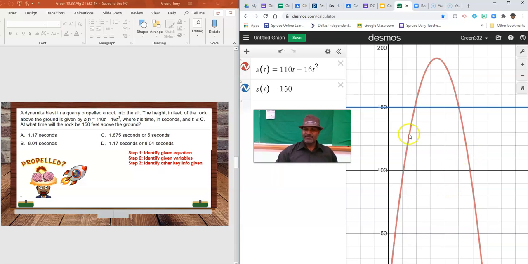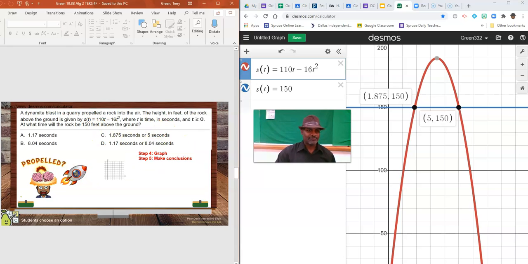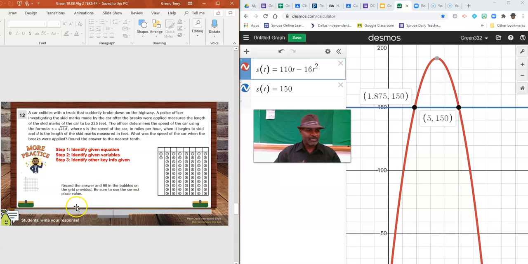All right. Now if I do that, now I got a really nice graph, and I can see that the 150 line, which is blue, crosses the graph here and there. So that lets me know that in 1.875 seconds the graph is at 150. Also in 5 seconds the ball is at 150, which lets me know the answer is C. Alright, so let's go on to the next problem here. So the answer is C there.